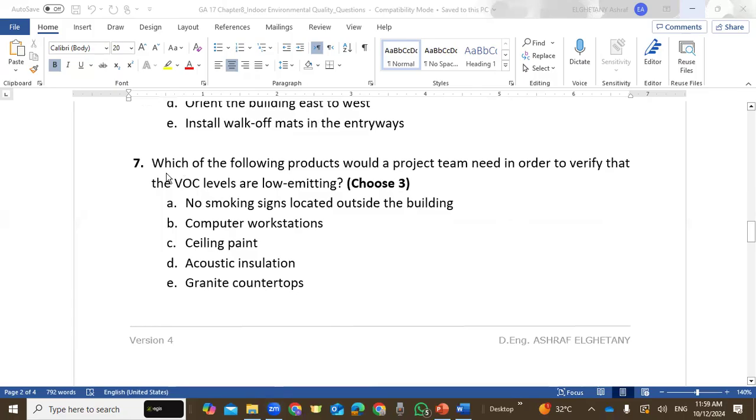Okay. Which of the following products would a project team need in order to verify that the VOC levels are low emitting? Choose three.